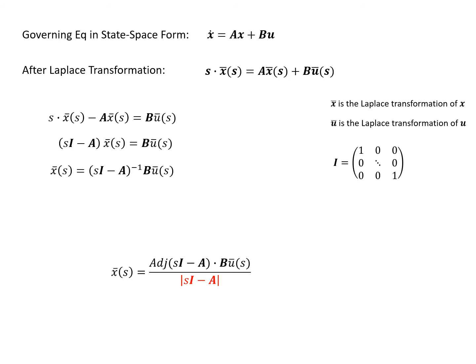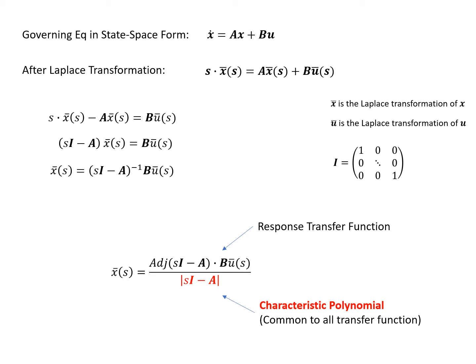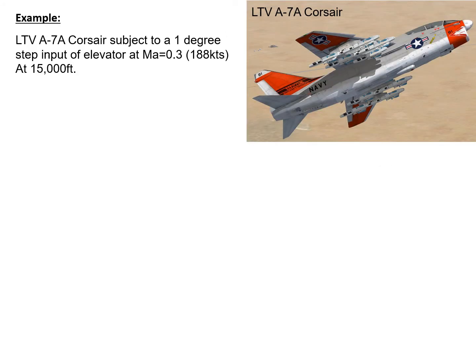And so this is a typical linear algebra problem. The denominator is highlighted, and it is called the characteristic polynomial. Why is it called the characteristic polynomial? Because it's common to all the transfer functions. And the top part is the response transfer function. That's the definition. Okay, so now we have X bar(s).